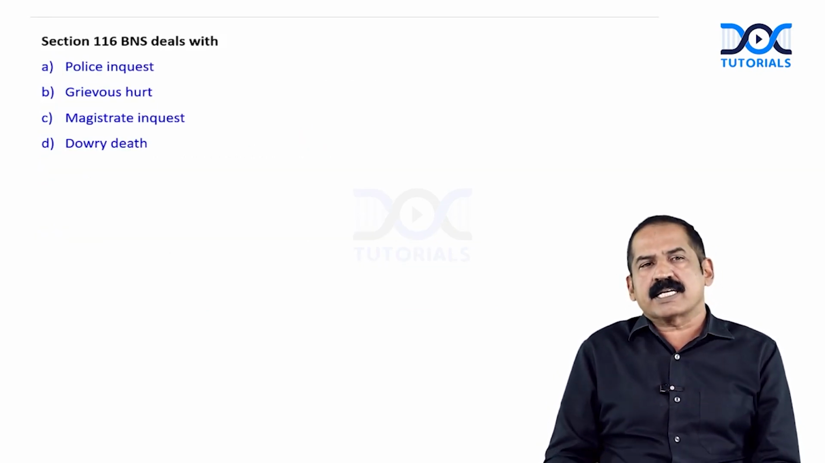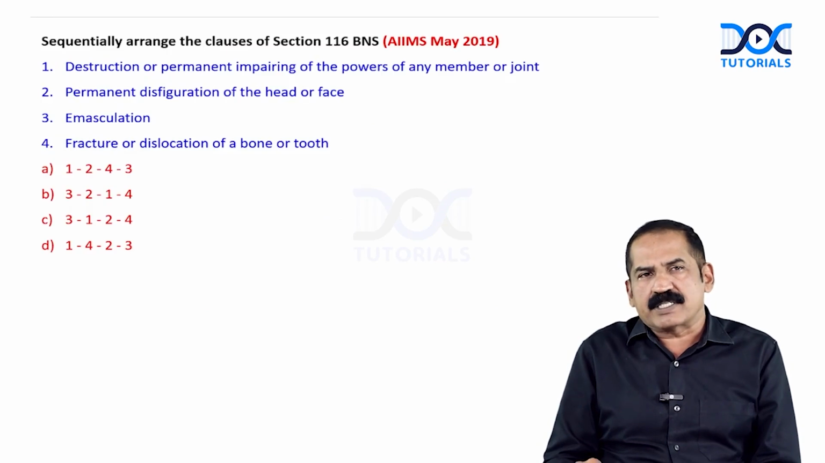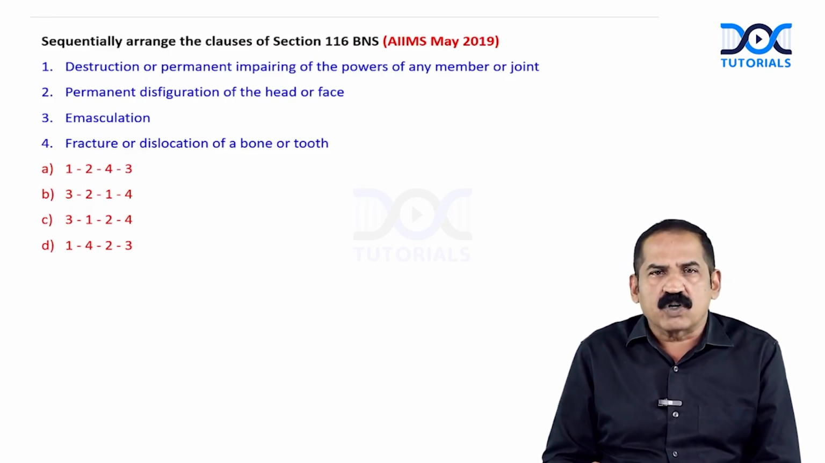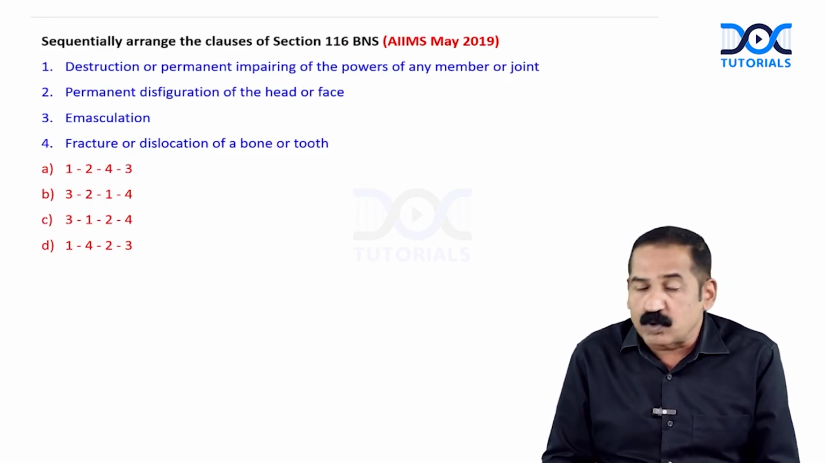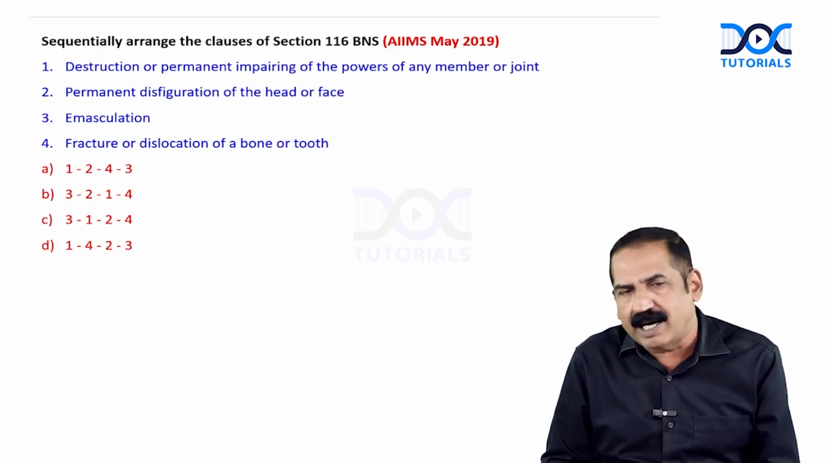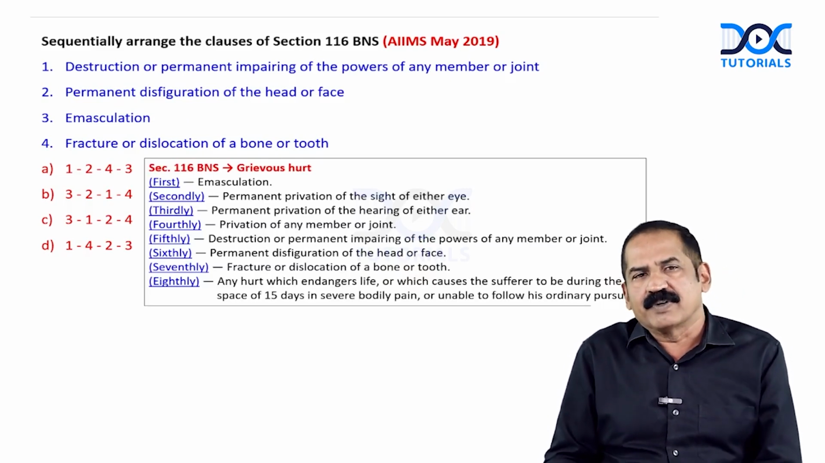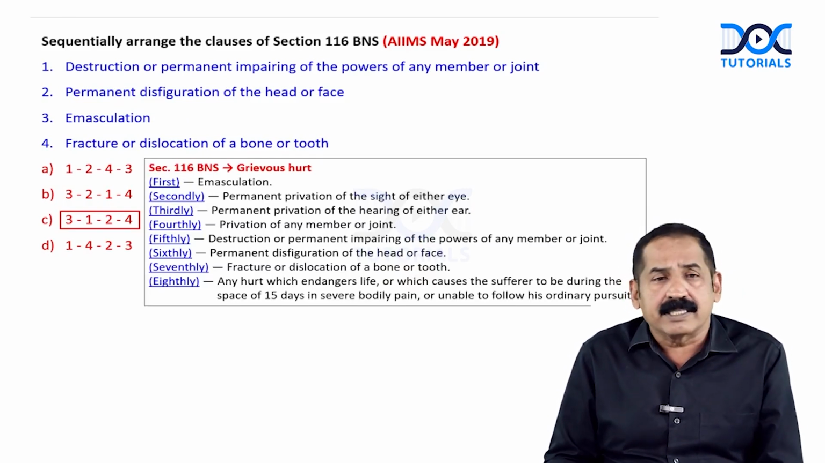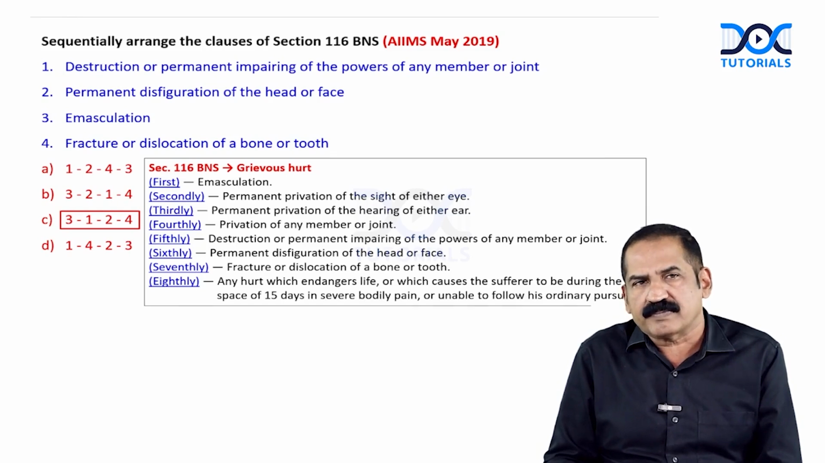Section 116 deals with grievous hurt. Subsequently, arrange the clauses of Section 116 BNS. Of course, at that time they asked about 320 IPC. Now I just changed it. You know very well all these 8. The answer is 3, 1, 2, 4.